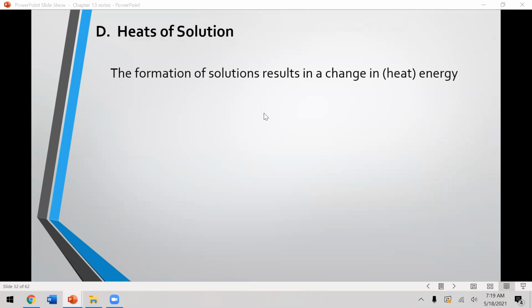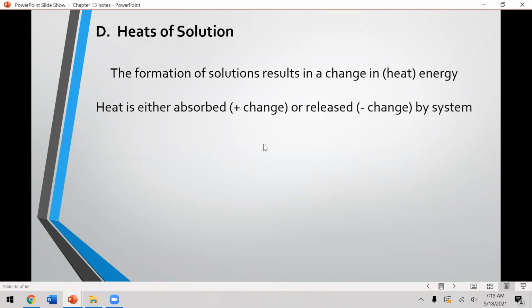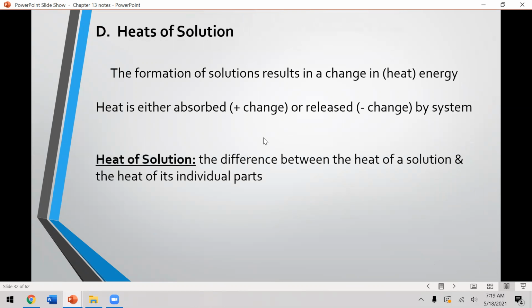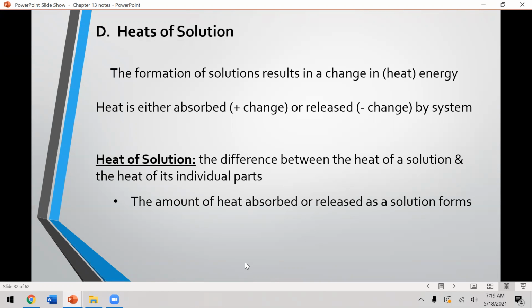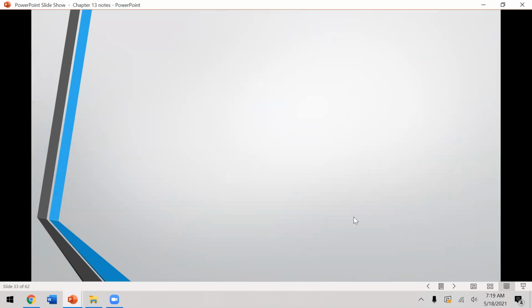Okay, so heats of solution. Basically, the formation of solutions results in a change of heat energy. So you're going to have heat either being absorbed as a positive change or released as a negative change by the system. Heat of solution is defined as the difference between the heat of the solution and the heat of the individual parts within the solution, the solute and solvent. So the amount of heat that's absorbed or released as the solution forms, we can figure out. And the unit is going to be kilocalorie per mole, so kcal over mol.